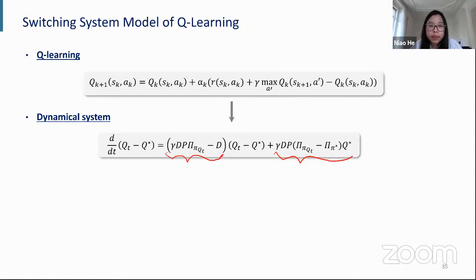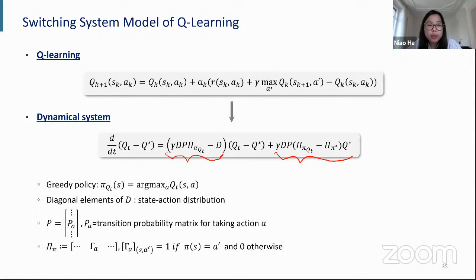And here I should say that this pi_qt is denoted as a greedy policy with respect to the current value function Q_t. This D again is just the diagonal matrix that corresponds to the state-action distribution in the steady state. And this P is the transition probability matrix as before, right?